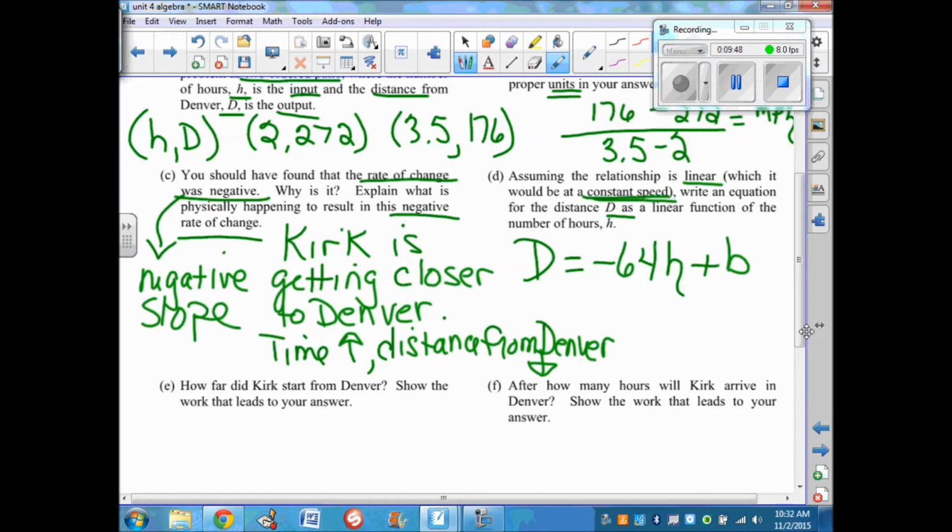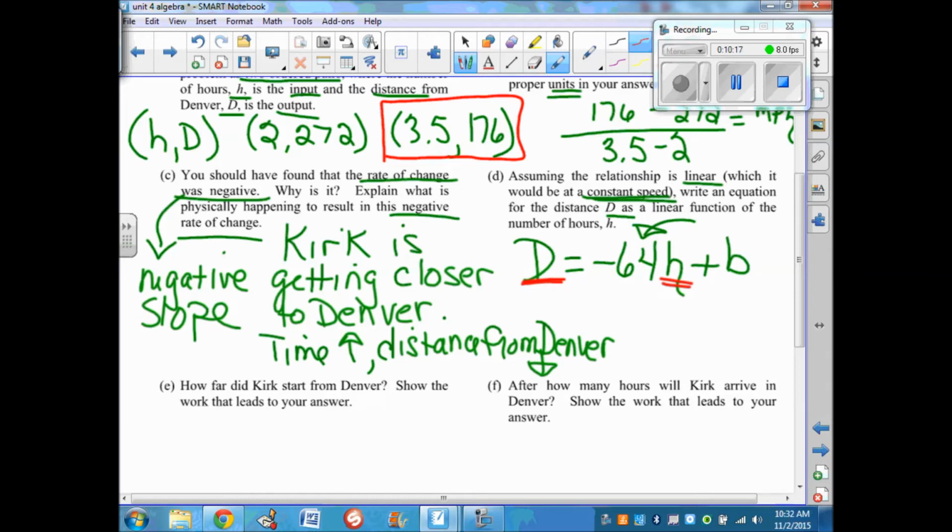Because we only know one of our parameters, we only know our slope, or our average rate of change, but do we have a distance and a time to work with in order to find our B? We certainly do. I'm going to pick the 176 and the 3.5. I'm going to choose to use that.